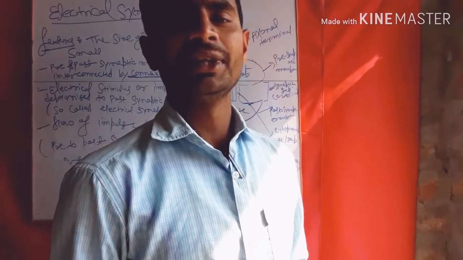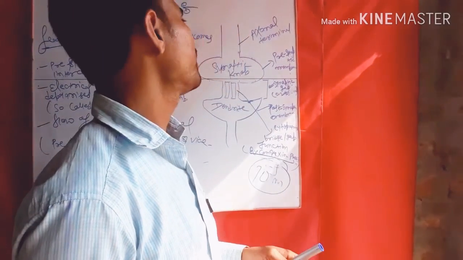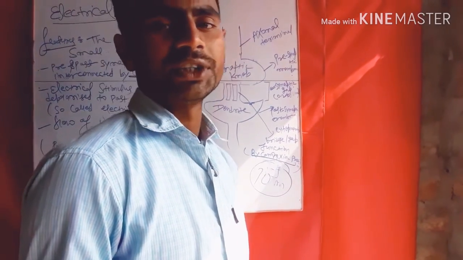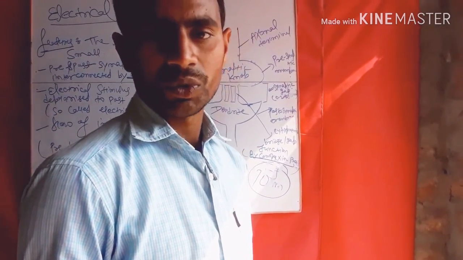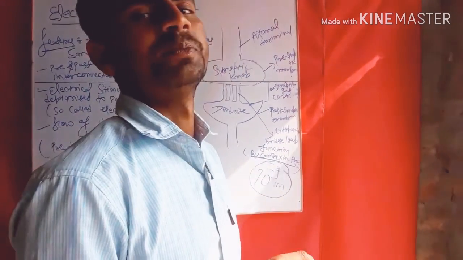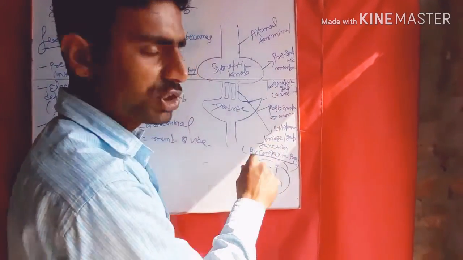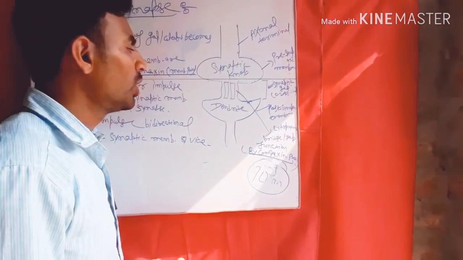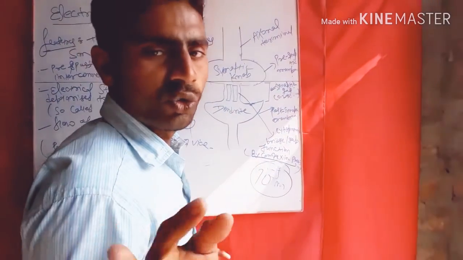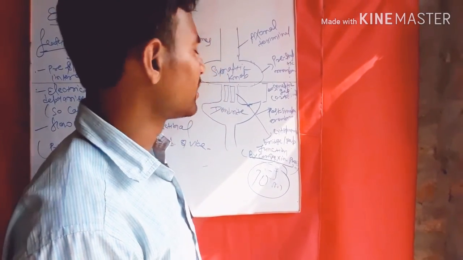First, let us discuss the electrical synapse. What is the electrical synapse? You know what a synapse is: close association of neurons with maintenance of a little gap is known as a synapse. And first, the electrical synapse.